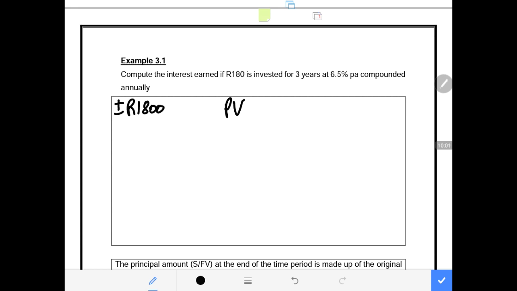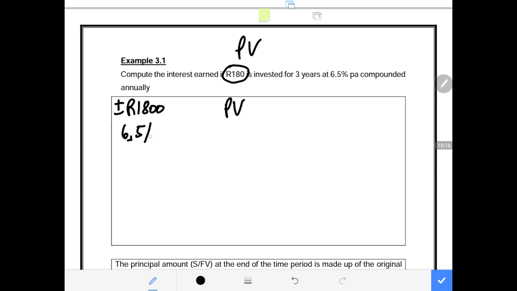The dot next to 0 at the bottom of your calculator will say plus minus 180, because this is the amount that we presently have or invested. And we ask, how much is our interest? Our interest is 6.5%.